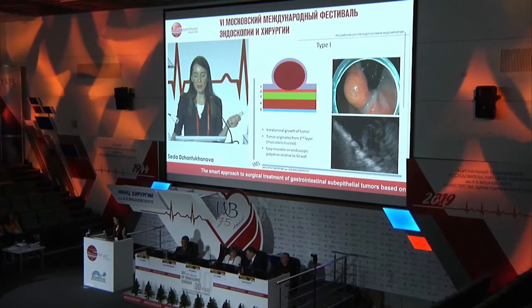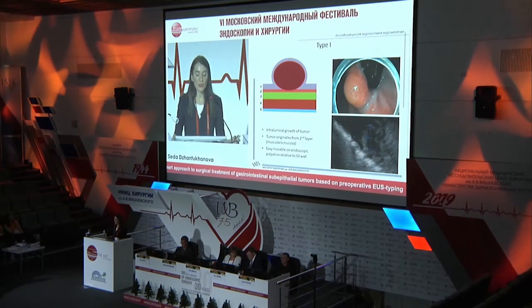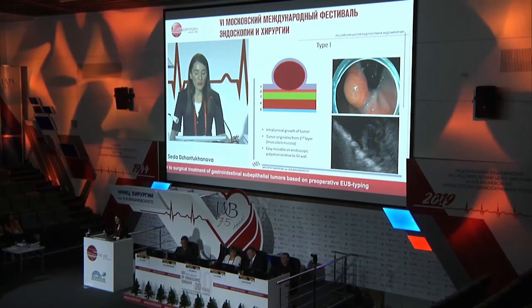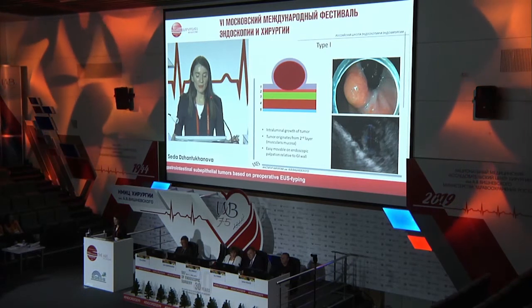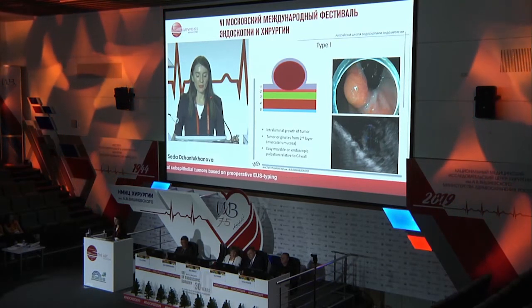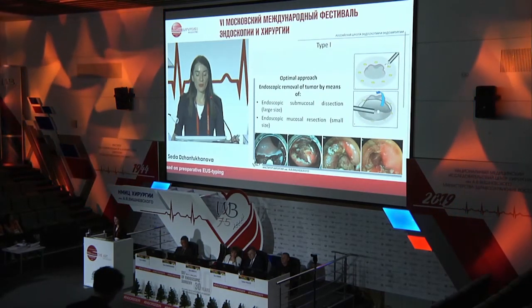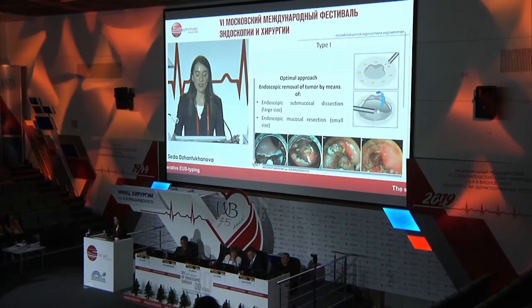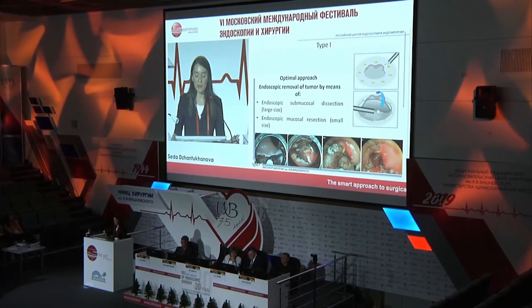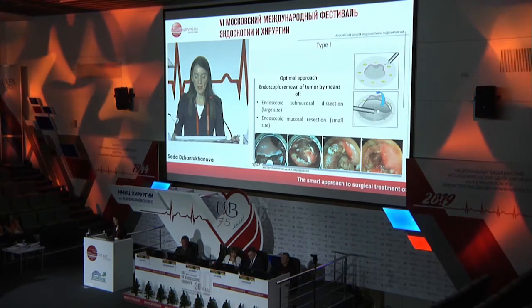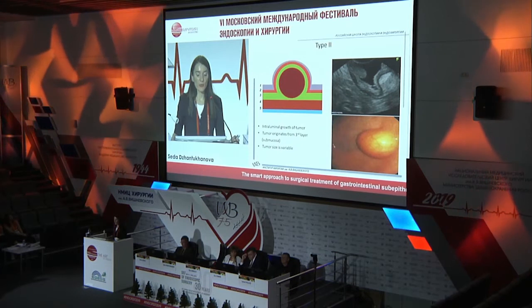Type 1, as you can see on the scheme and on the endoscopic and ultrasound images, is a tumor with intraluminal growth. The tumor originates from the second layer, muscularis mucosa, and is immovable on endoscopic palpation relative to the GI wall. The optimal approach for this type of tumor is endoscopic submucosal dissection if it is of large size, or endoscopic mucosal resection if it is of small size, as you can see on the pictures.